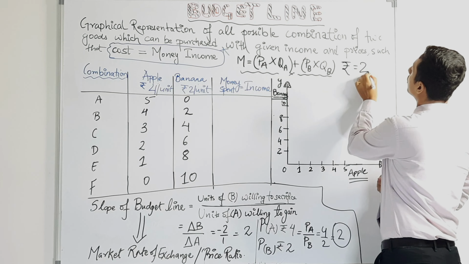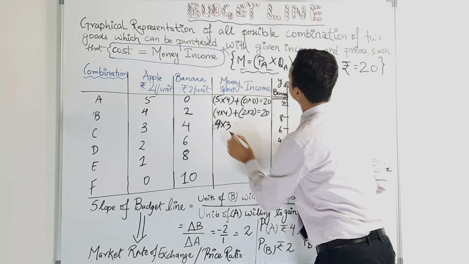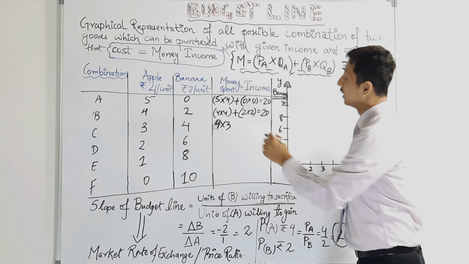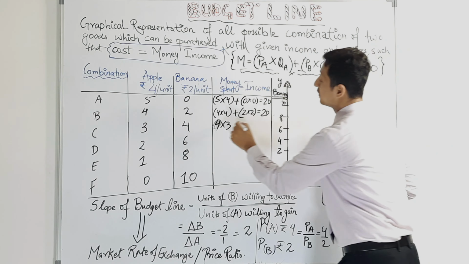Okay? Henceforth, if we can buy, the other combination is that we can buy 3 units of apple. So 3 units of apple is 4 into 3, because price is at the front. 4 into 3, 12, plus 2 into 4, 8, that is also 20.